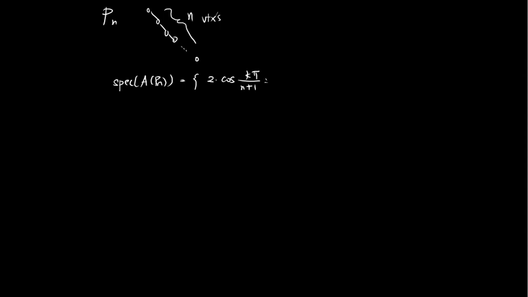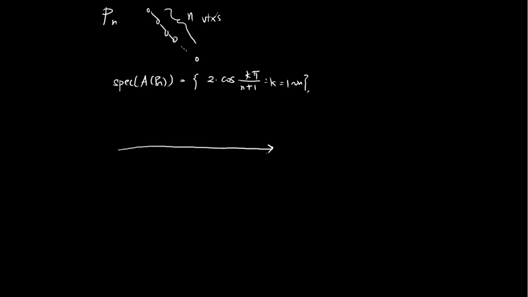Okay, this is a result that is not so easy, but if we have P_n, a path on n vertices, then the result is saying that the spectrum of A of P_n is equal to 2 times cosine of k pi over n plus 1, where k is running from 1 to n. And it looks ugly, but basically this is what it means.